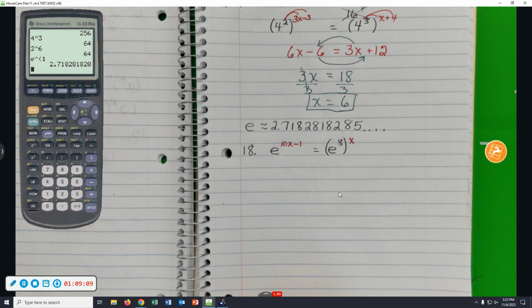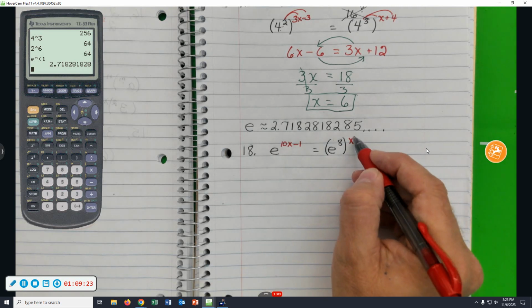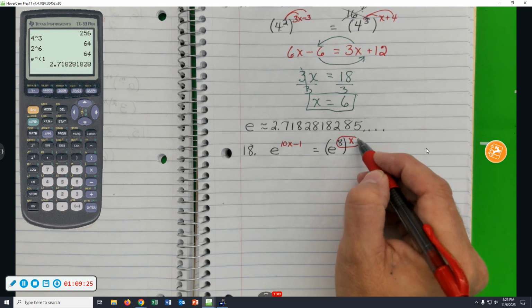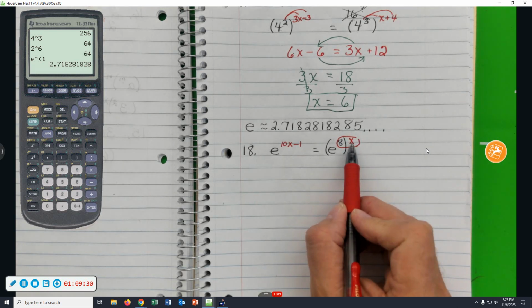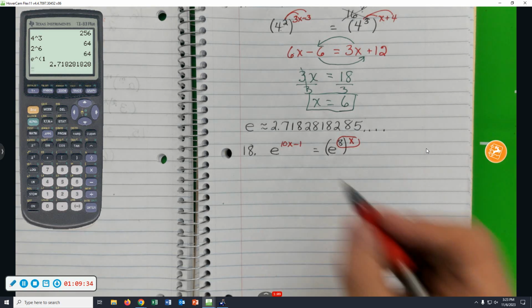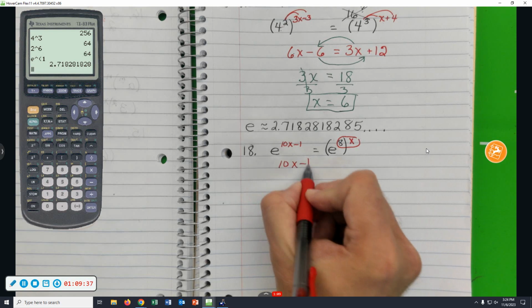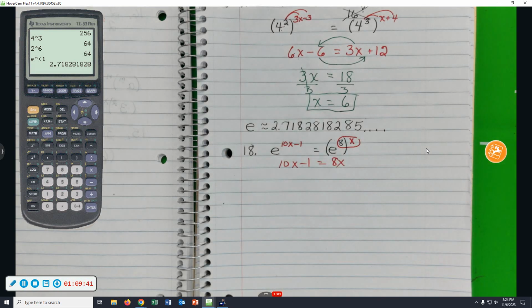First, just remember, you know what the base has to be. If you're going to get a common base, you better have an e on both sides. If there's one e, there better be another e. And then that e has to be the thing that you're using as a common base. So 10x minus 1. What's this exponent over here? It's 8 times x. So all you have to do at this point is just don't write the e's. Write 10x minus 1 equals 8x.